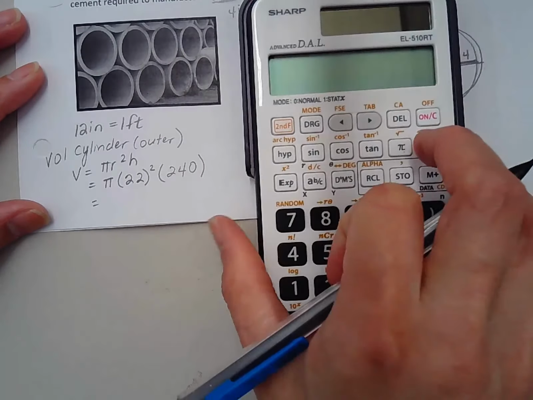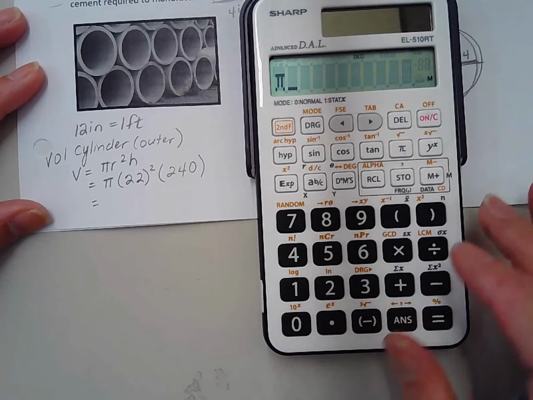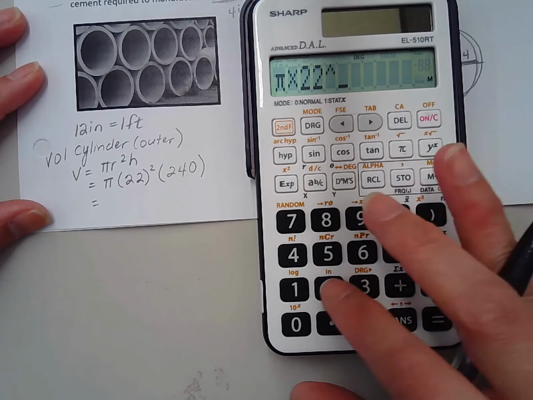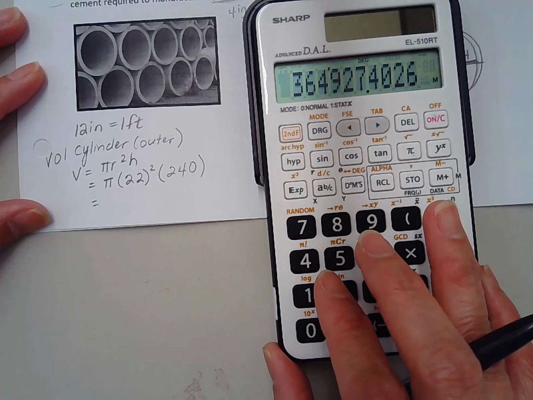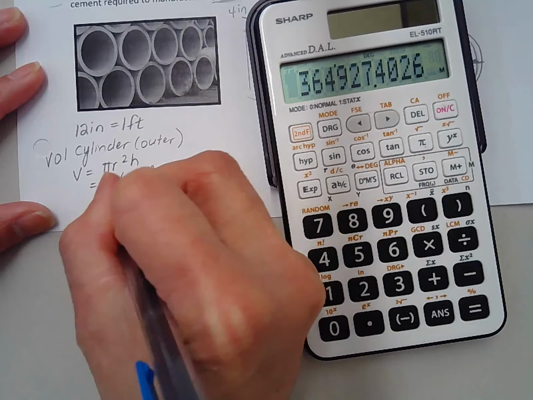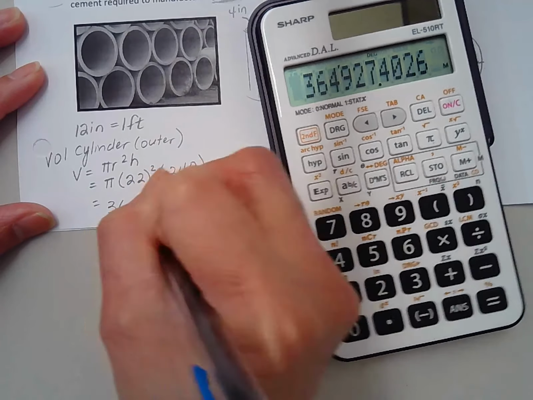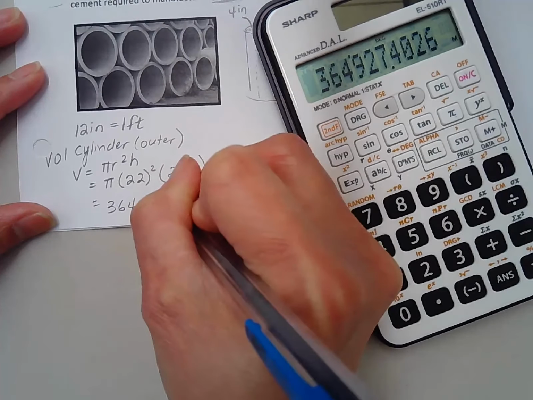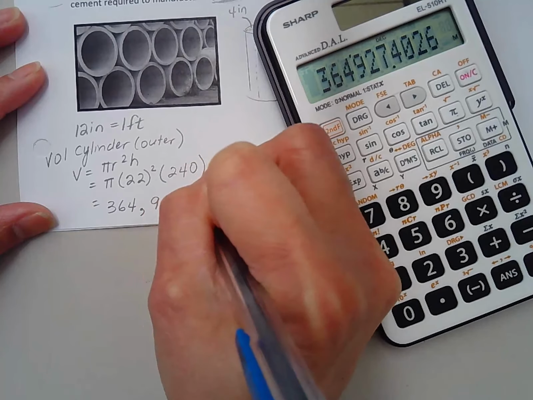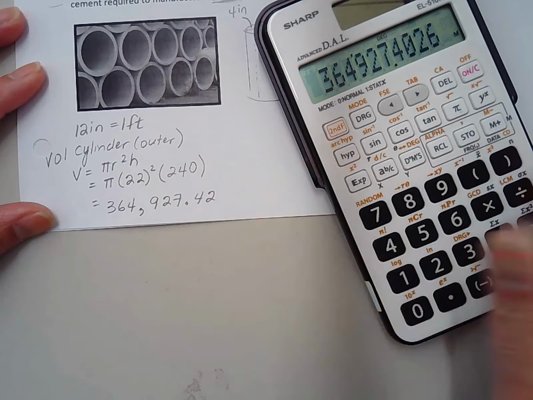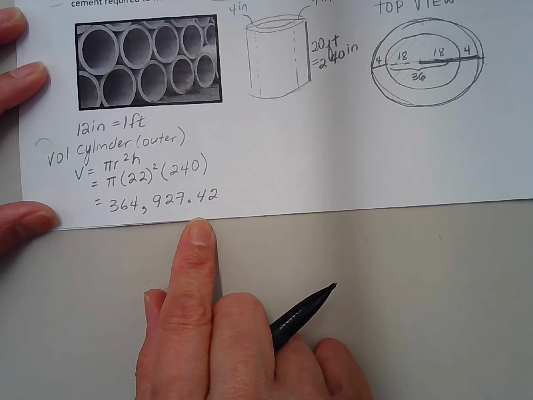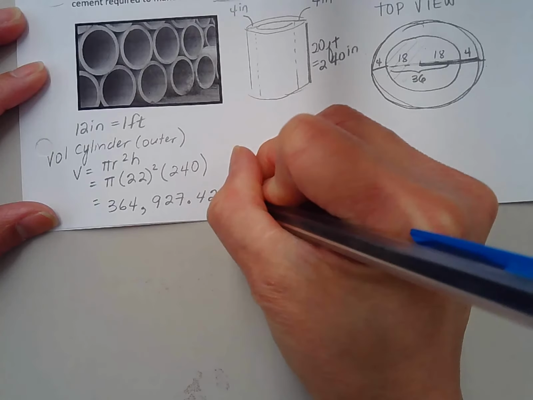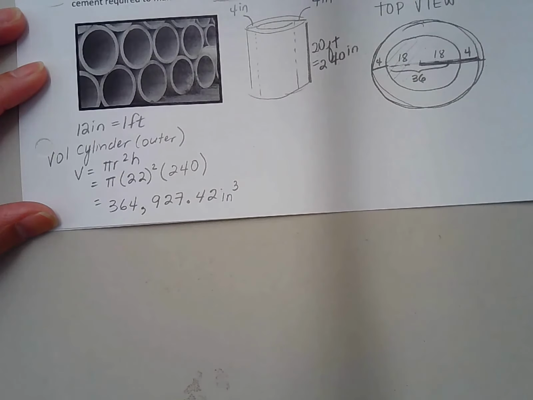This is going to be a really huge number. Ooh. So 364,927.42, and the unit is inches cubed. Okay, that's the outer part.